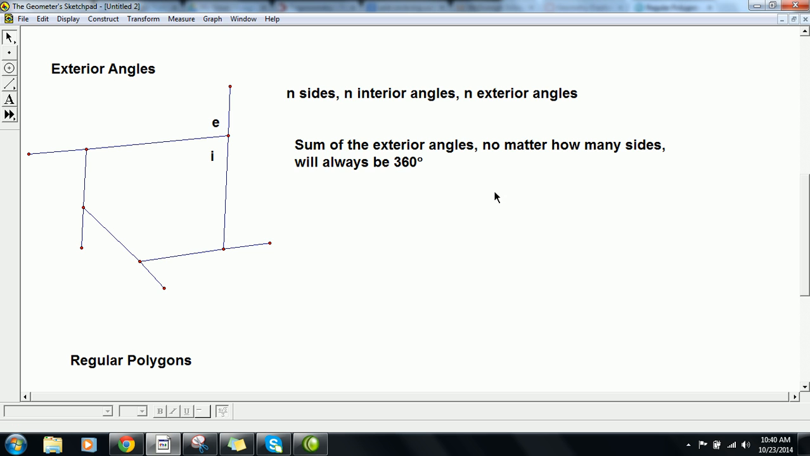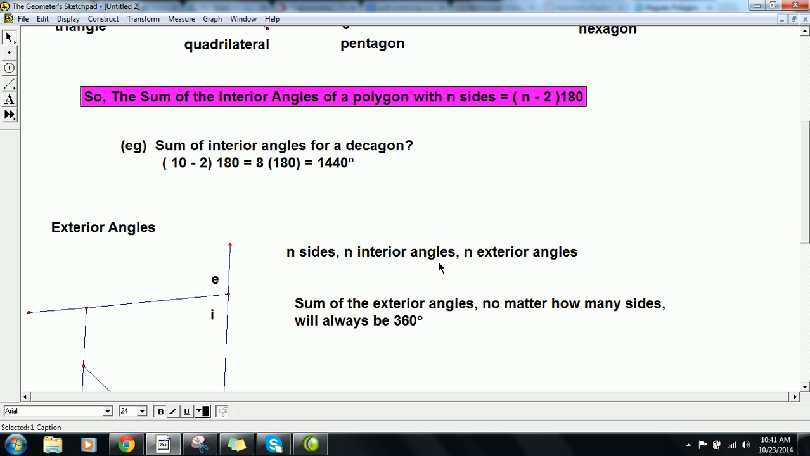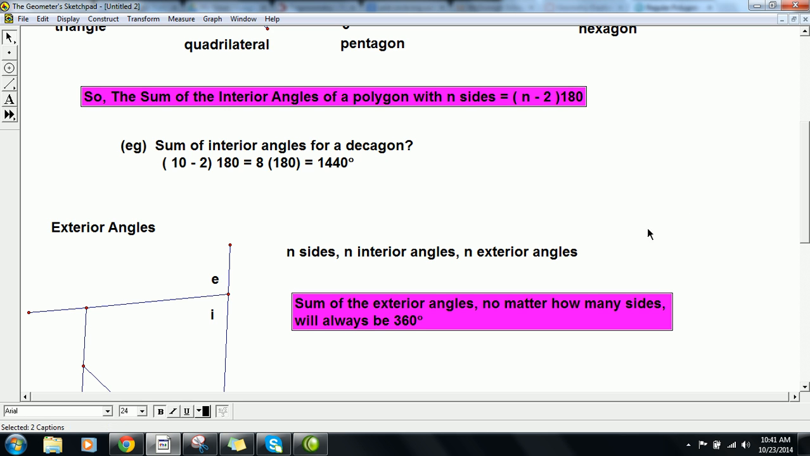Also, what we went over quickly yesterday was that all of the exterior angles, 1, 2, 3, 4, 5, will all add up to be 360. And that's no matter how many sides we have. So if we have a decagon with 10 sides, all the 10 exterior angles will add up to be 360. Okay? So the sum of the exterior angles is always the same, 360, for any polygon. And the sum of the interior angles is n minus 2 times 180, right? One formula, two formulas. Okay?